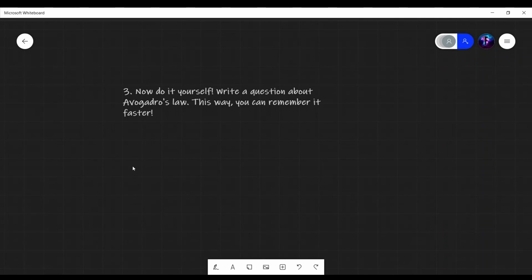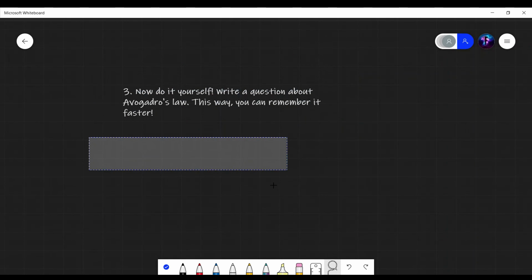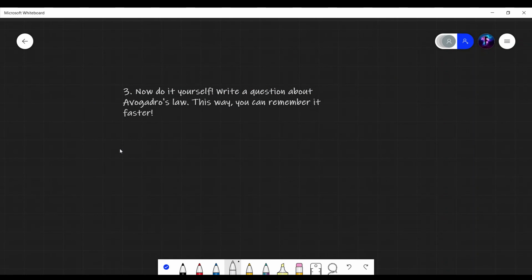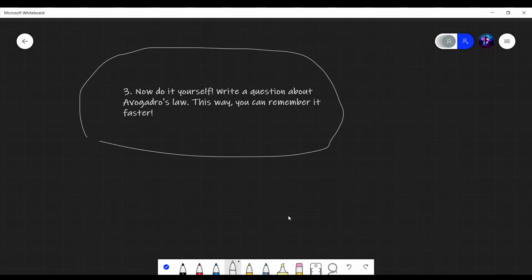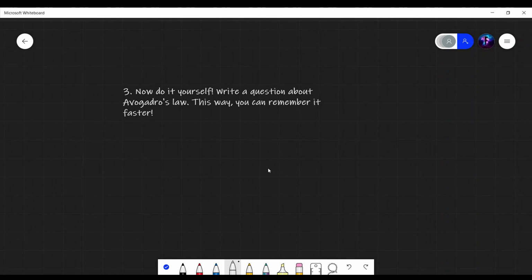Now do it yourself. Write a question about Avogadro's law. This way you can remember it faster. So for this question, like it says right here, you want to write a question related to Avogadro's law. Like I said, this way you can remember it faster. It's very true. So you do understand Avogadro's law. It should be very easy and you should get through it flawlessly.